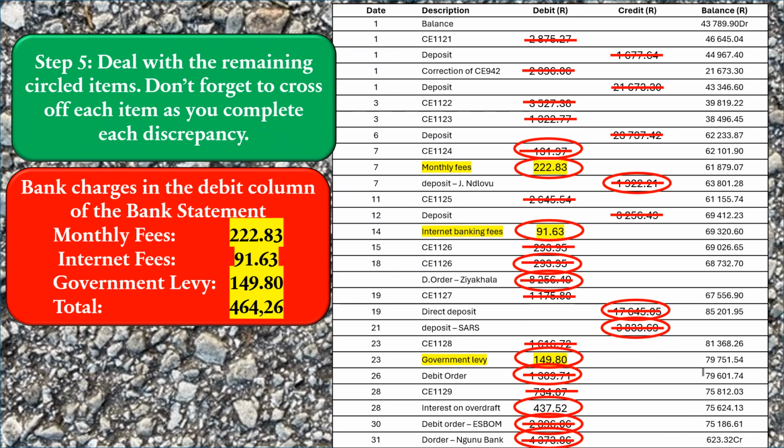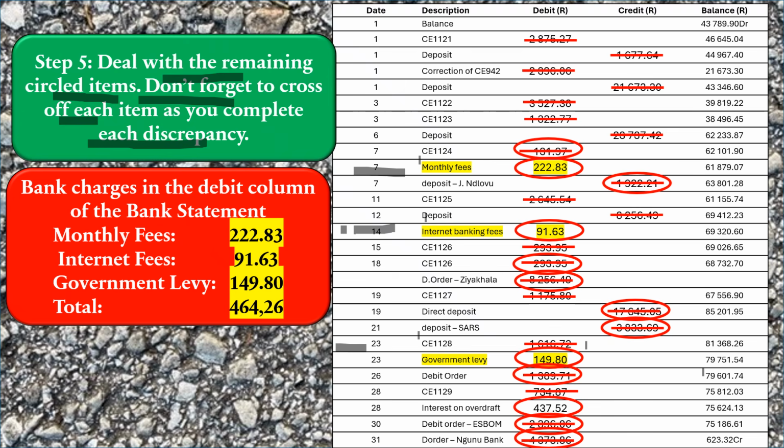We have now dealt with all the additional information, and as you can see, step 5 here, it says deal with the remaining circled items. And once again, don't forget to cross off each item as they are completed. So we've got here typical items that haven't been reconciled yet. And the first one is, you can see, bank charges. So they're monthly fees. In this case here, they're internet banking fees.